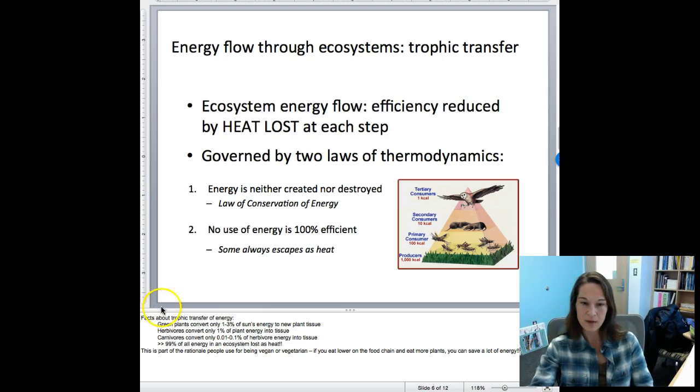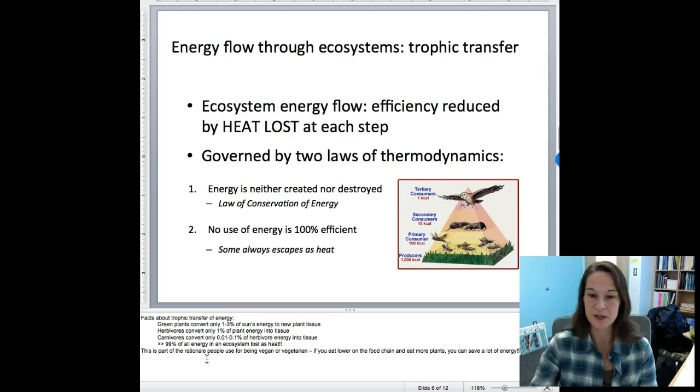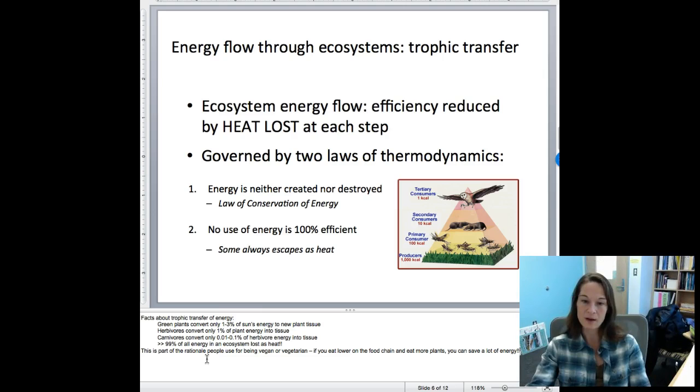You can see by looking in the notes section how inefficient energy transfer can be by reading through some of the bullet points as far as the conversion of the sun's energy into tissue at another trophic level.